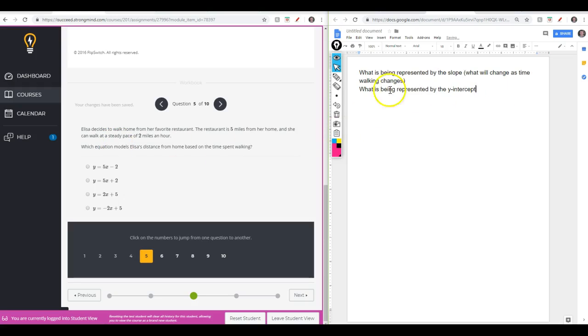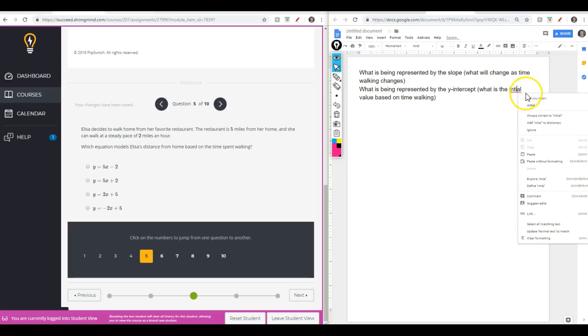And what is being represented by the y-intercept? This is how I think. What is the initial? What is the initial value based on time walking? So that's what I am thinking in my mind.